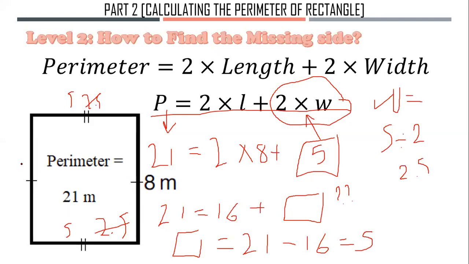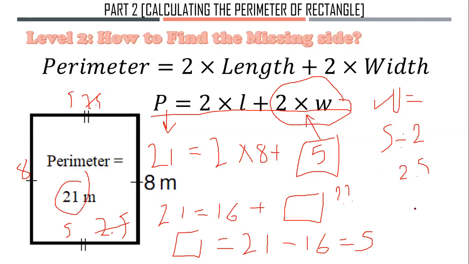Will that actually give you 21? If this one is 8, this one is 8. 8 plus 8, that's 16. 5 plus 5, that's 10. When you add them, it's 26. Is it, as they mentioned, 21? No. So did you get why we divided by 2? Yes. Okay, thank you for understanding.